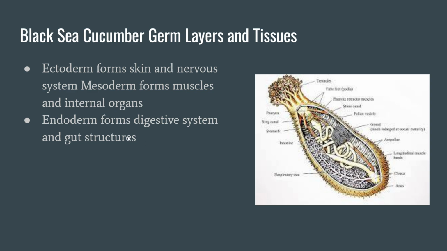So the sea cucumber germ layers and tissues. The ectoderm forms the skin and nervous system. The mesoderm forms muscles and internal organs. The endoderm forms the digestive system, including the gut. These layers work together to create a complex organism.